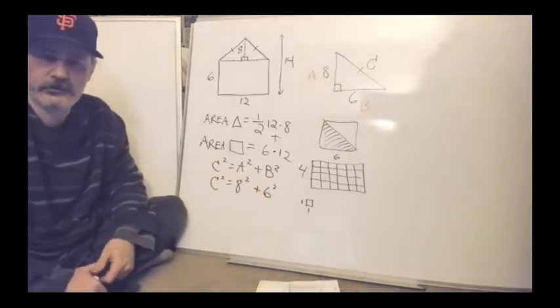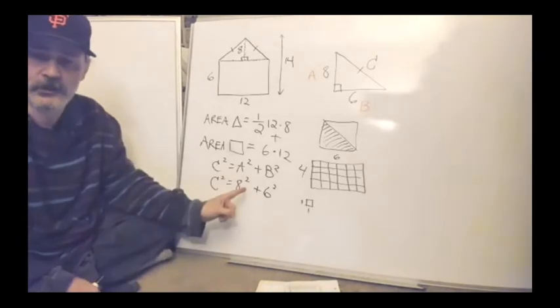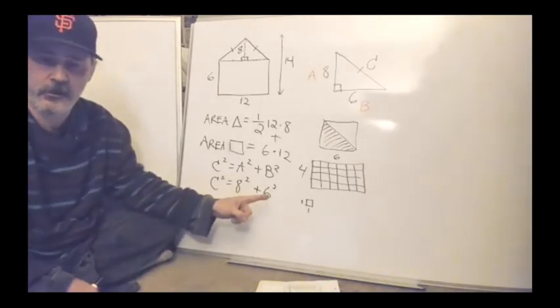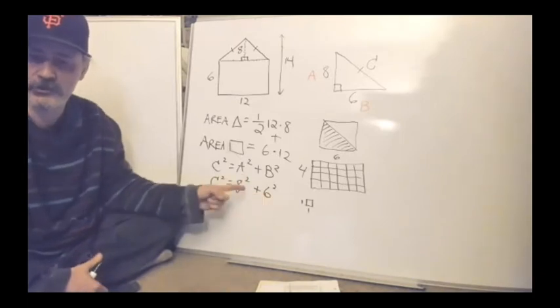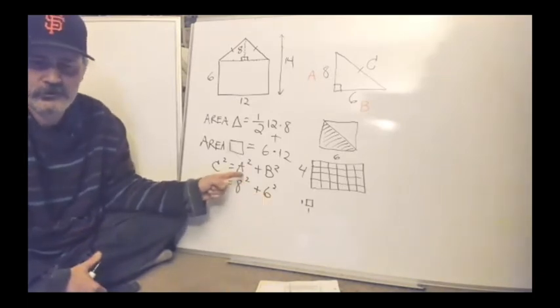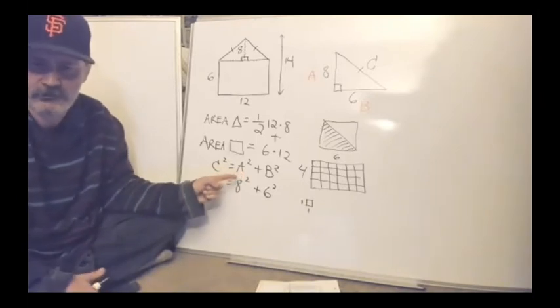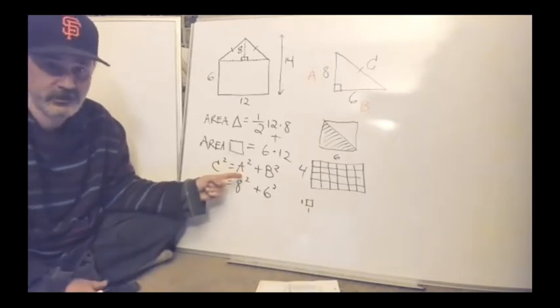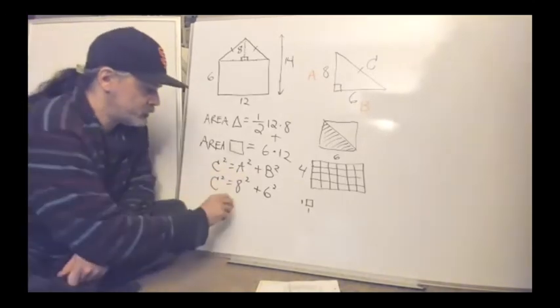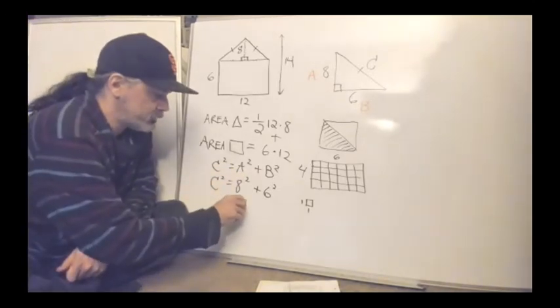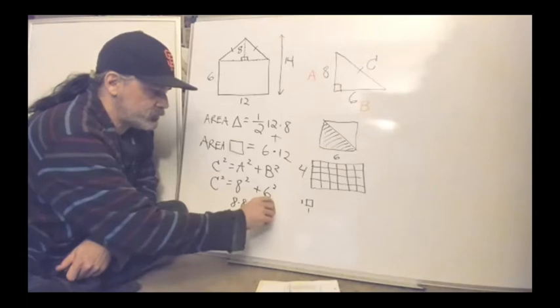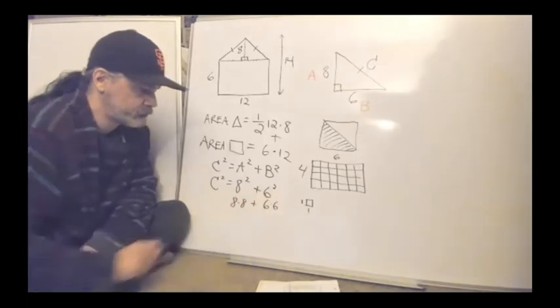The exponent does not mean multiply. That's not 2 times 8. That's not 2 times 6. Now think about that. If this was supposed to be 2 times 8, why are we going to write it like that? Why not just write 2 times 8? Why make this complicated? It's because it's not 2 times 8. This means 8 squared, which means 8 times 8. This means 6 squared, which is 6 times 6.